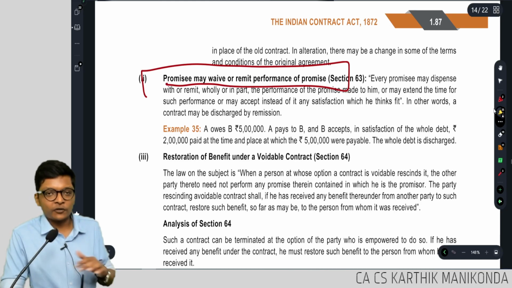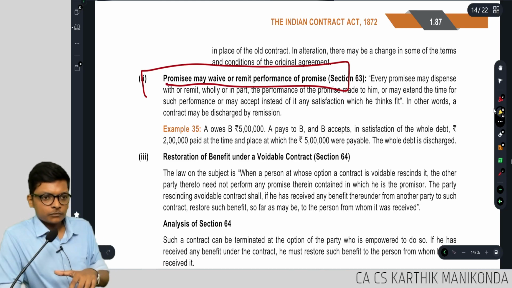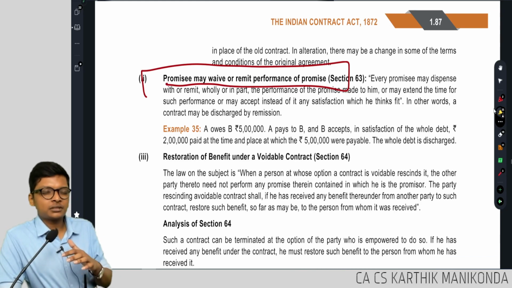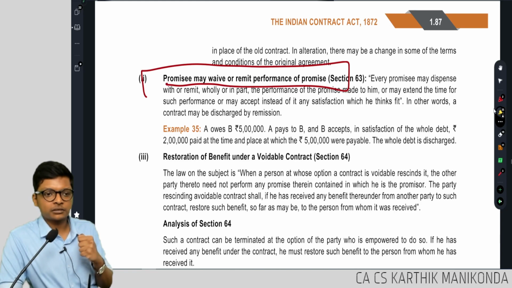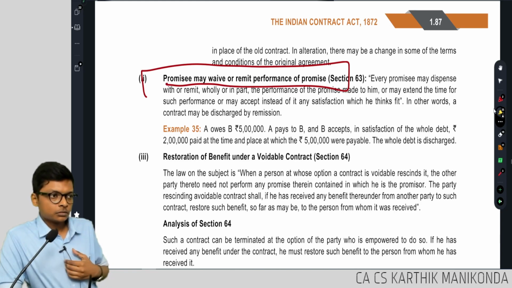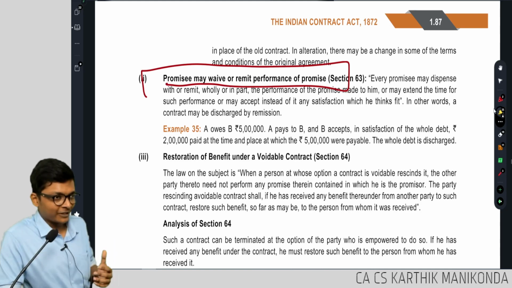Can you give an example for this? Waive or remit performance? No. Waive, promisee may waive or remit performance. What is this? You left it. Okay, I will take loan from you very soon.